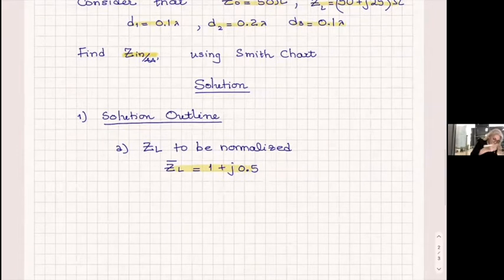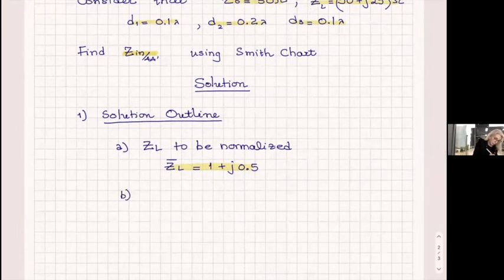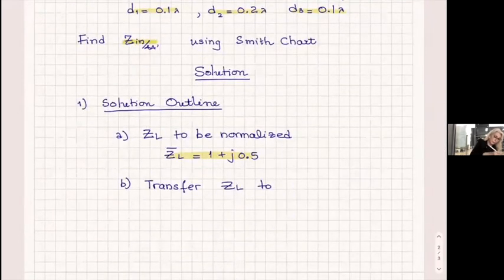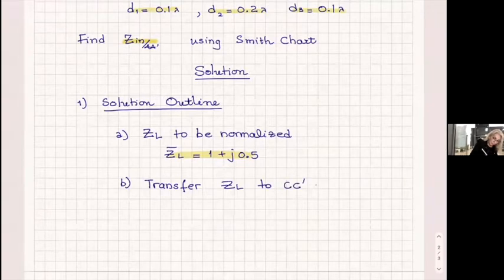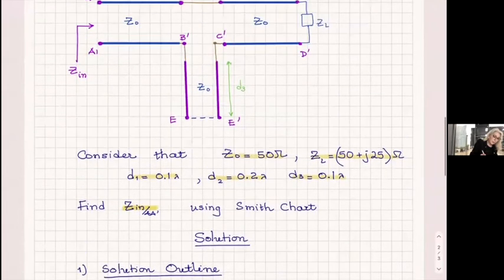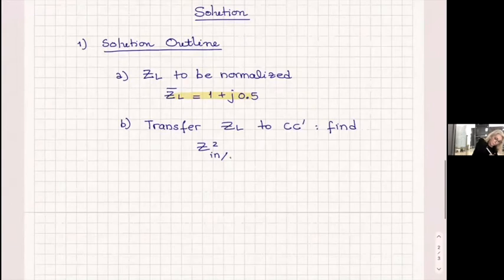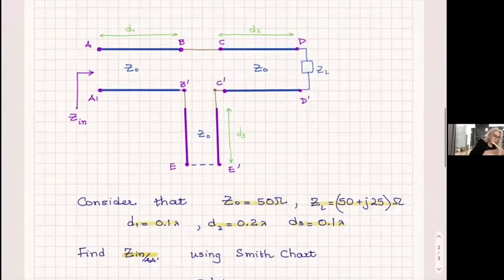All right. Step 2B. I will transfer ZL to CC prime. So practically when I say that, what do I mean? That implies that I will find Z input on that line, which is, in fact, line two. Because I have, I will call that Z2 at CC prime. That's how I call it. And I indicate it here. That is going to be for me this one.